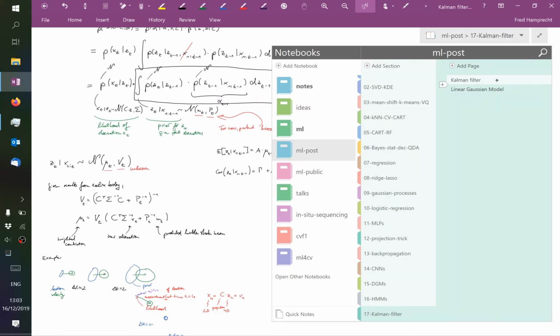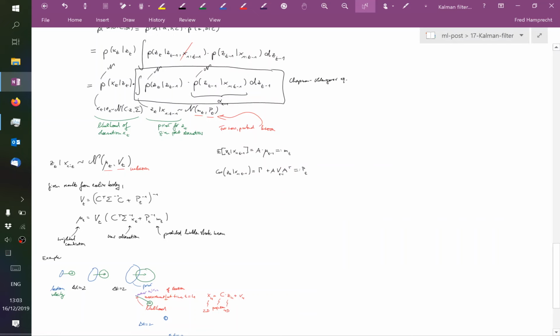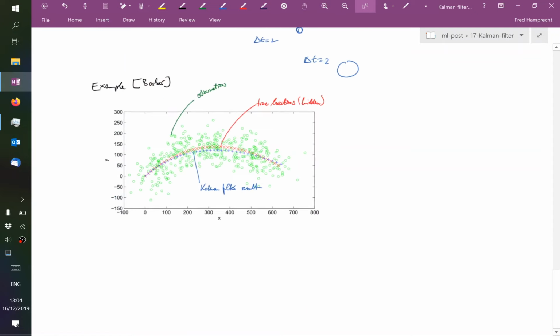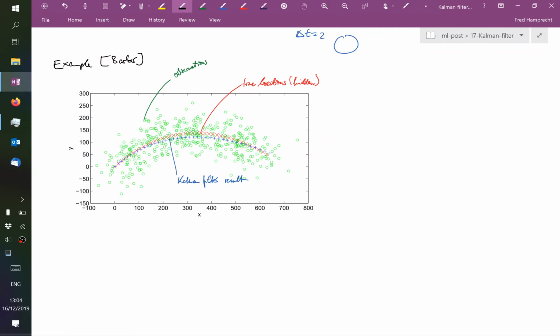As literature for today, I recommend Bishop. I recommend the corresponding chapter in Murphy. And there is also another book by Simo Särkkä, which is also available online. So literature: Bishop, or a book by Särkkä, which is called Bayesian Filtering and Smoothing.